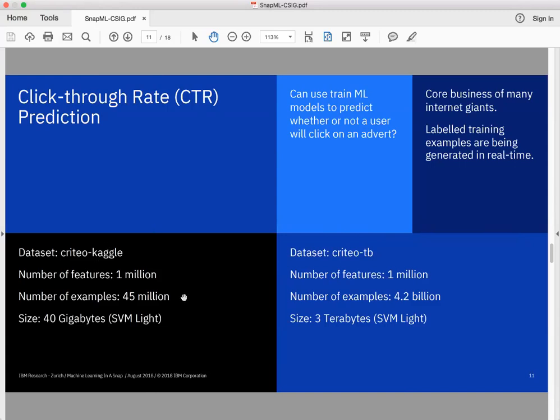So for the study, we consider two data sets. One is a data set released by Criteo for a Kaggle competition. It has about 4 million training examples and it's around 40 gigabytes. We also consider another data set released by Criteo, but this is one of the largest publicly available data sets. It has 4.2 billion training examples, and it's around 3 terabytes in a widely used format for such data sets.